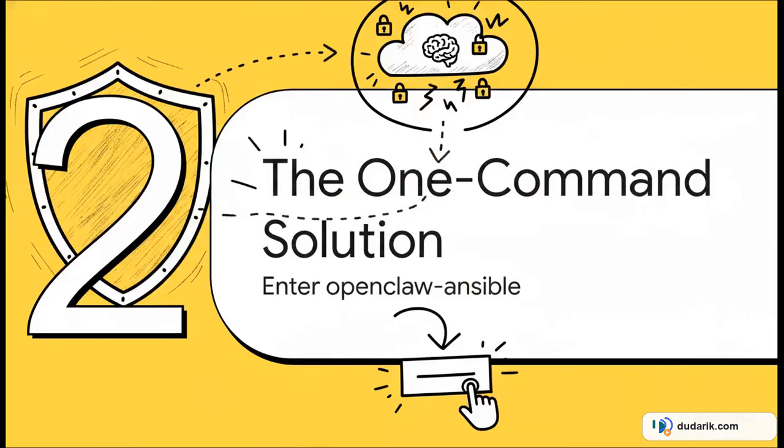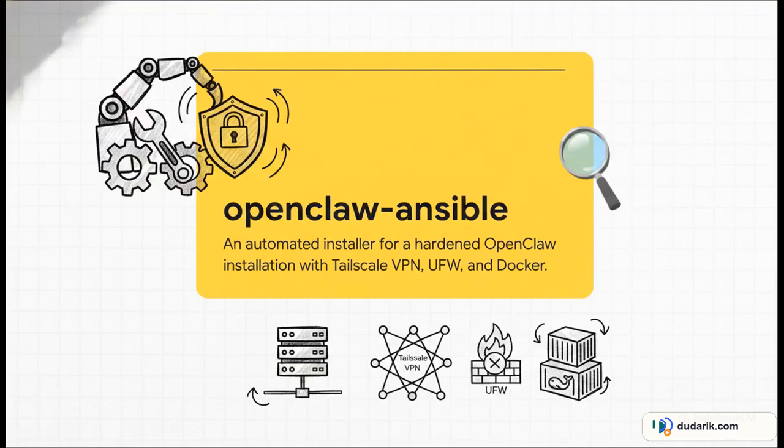But what if you could just sidestep that entire trap? What if you could get all the power of a self-hosted AI without having to become a full-time cybersecurity expert? Well, that brings us to the one-command solution. So meet openclaw-ansible. It's an open-source Ansible playbook, which is really just a fancy term for an automated instruction manual for servers. It's built to do one thing and do it incredibly well. Deploy a hardened, secure, production-ready OpenClaw instance for you automatically. It just handles all those tricky steps correctly, every single time.